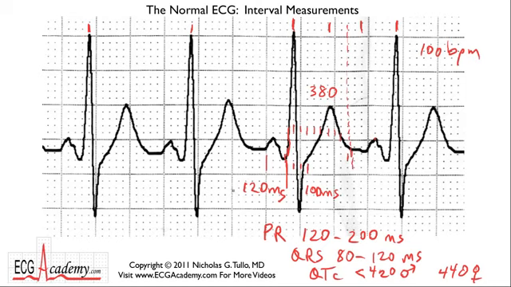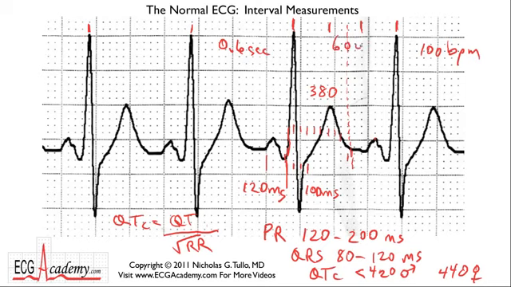So now let's plug it into our formula. It's actually called Bazett's formula. So the QTc is equal to the QT times 1 over the square root of the R to R in seconds. If you want to do it a different way, you can rewrite it as simply the QT over the square root of the R to R interval. So if the R to R interval is 600 here, because it's 3 heavy boxes, that's how many seconds? 0.6 seconds. That's 600 milliseconds.